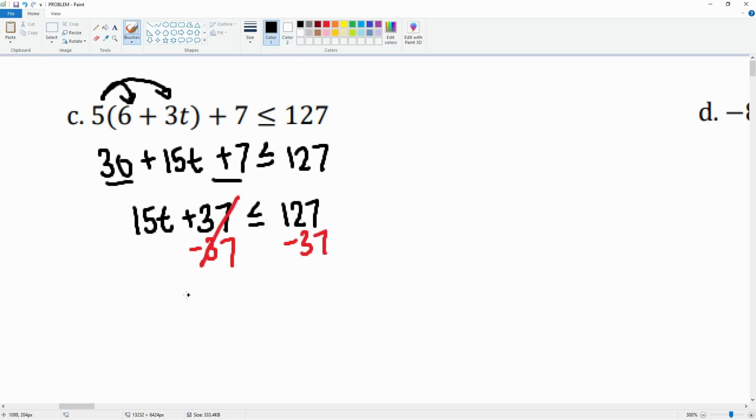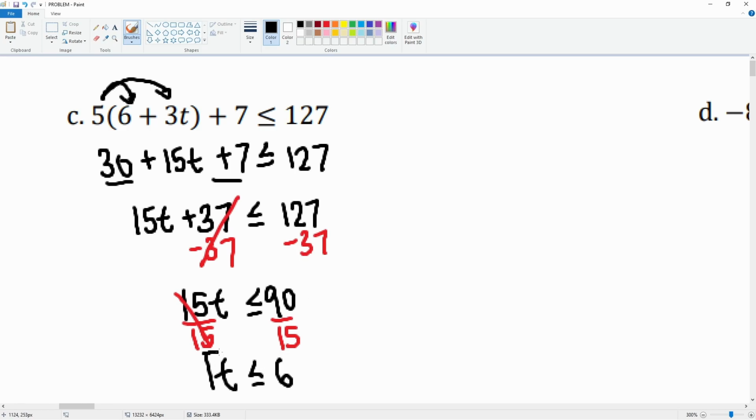This cancels, just leaving you with a 15t on the left hand side, which is less than or equal to 127 minus 37. That gets you a 90. Now we want to divide by 15 to both sides. This cancels, just leaving you with just a t, which is less than or equal to 90 divided by 15, gets you 6. So t is less than or equal to 6.